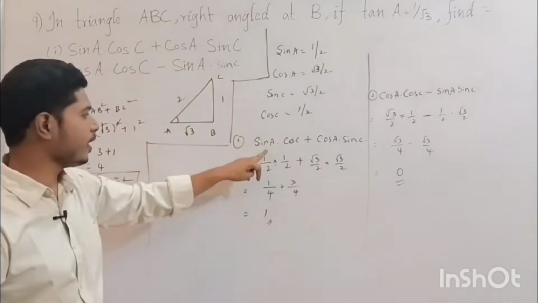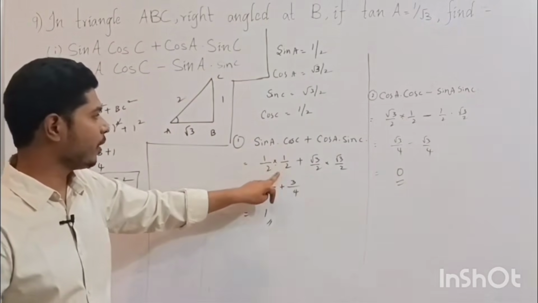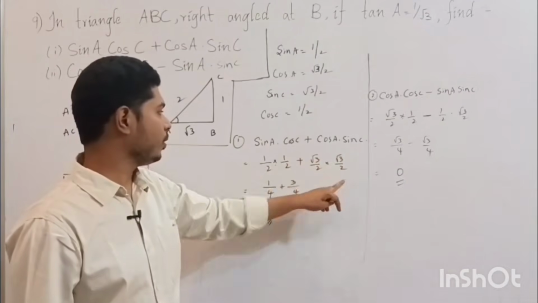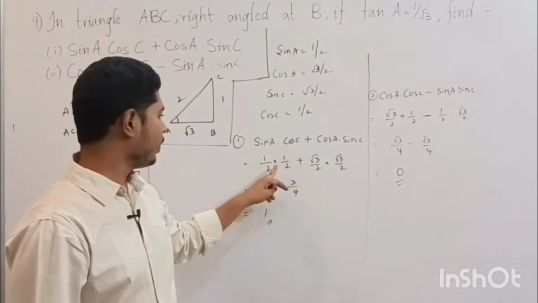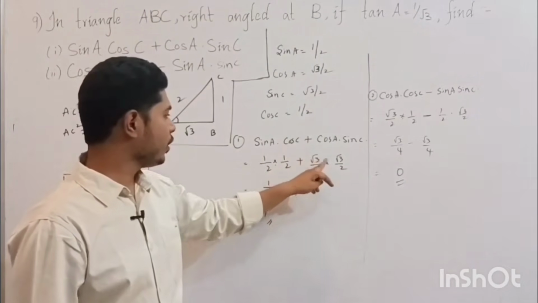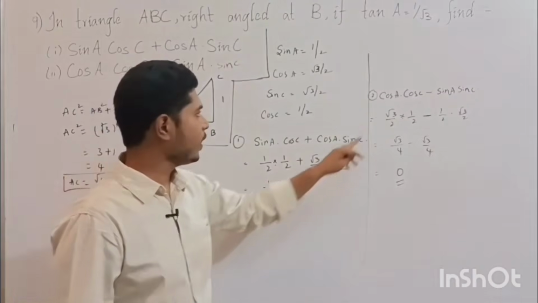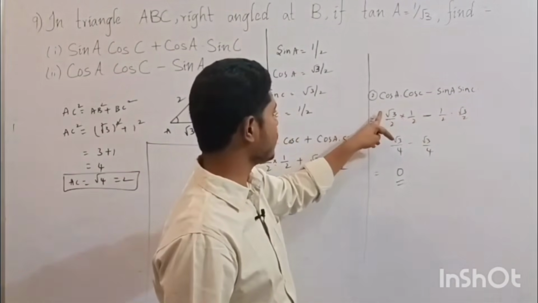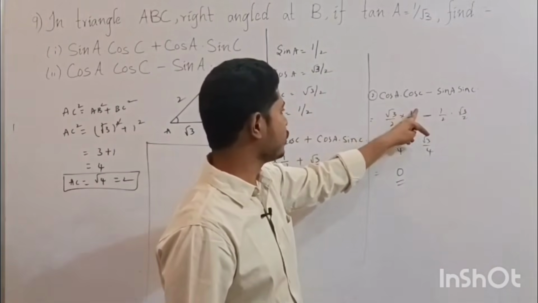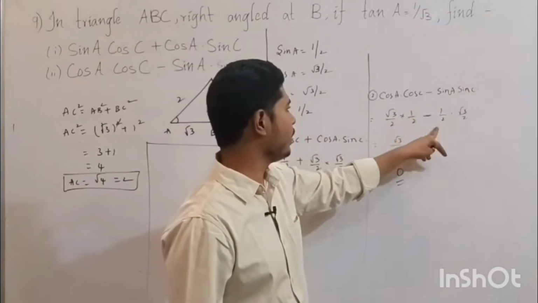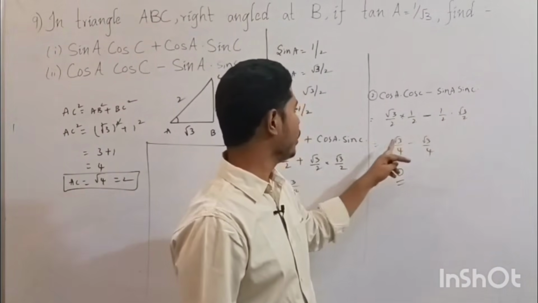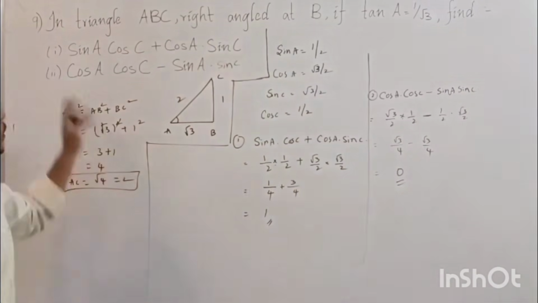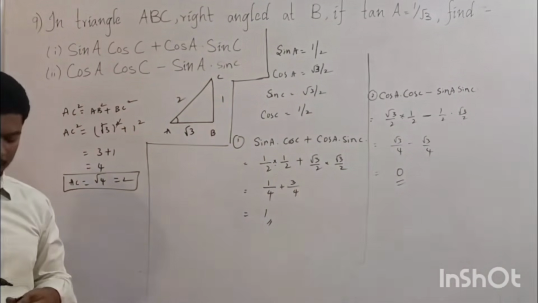That is equal to sin A into 1 by 2, cos C into 1 by 2, plus cos A root 3 by 2, sin C root 3 by 2. Here 1 by 2 into 1 by 2 is 1 by 4, and root 3 into root 3 is 3, 2 into 2 is 4. Here cos A cos C minus sin A sin C. The value of cos A is root 3 by 2, cos C is equal to 1 by 2, sin A is equal to 1 by 2, sin C is equal to root 3 by 2. Root 3 by 4 minus root 3 by 4, the answer is 0. This is the required answer for question number 9 in exercise 8.1.